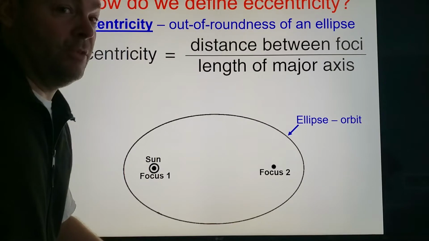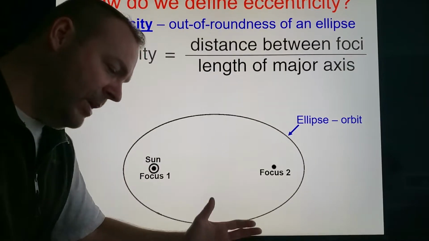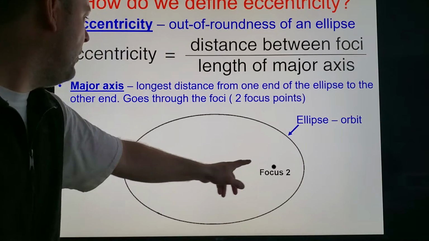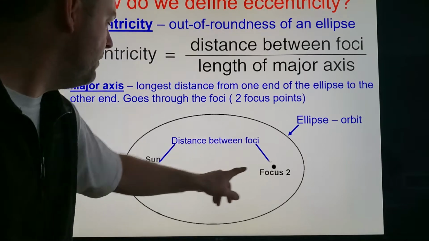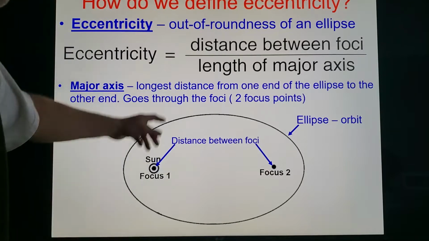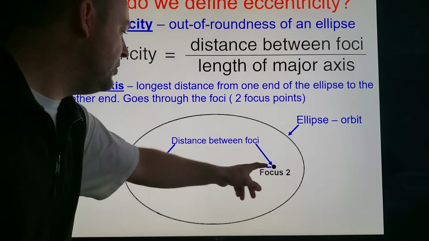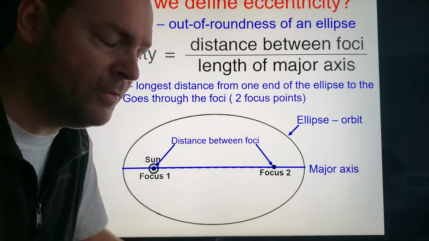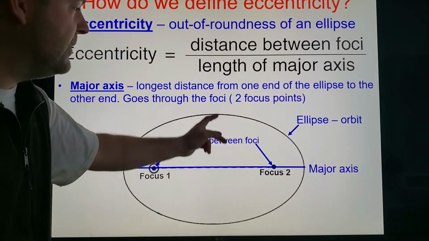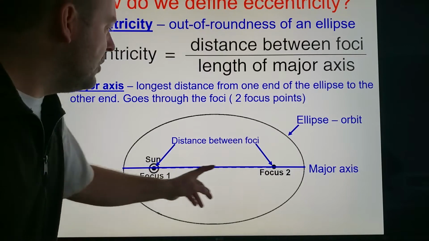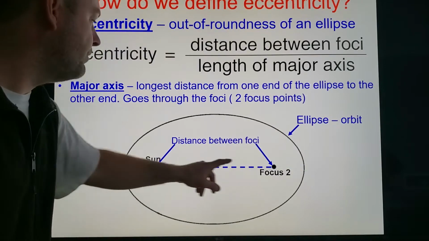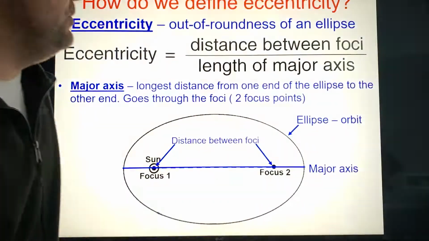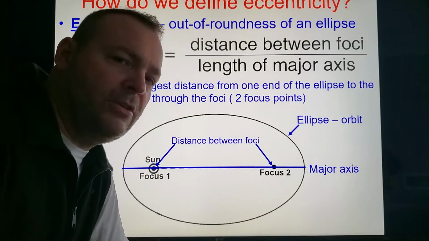The formula is in the reference tables. You don't have to memorize this, but you do have to know how to manipulate and plug in. So we'll start out with the distance between the focal points. Well, if you take a look, that's right here. Divided by the length of the major axis, well, that's going to cut through the two focal points. So your major axis is the longest diameter, if you will. The minor axis is here. We don't worry about that one, okay? So it's the distance between foci divided by the length of the major axis. And when you do that, you'll actually get a number between 0 and 1.